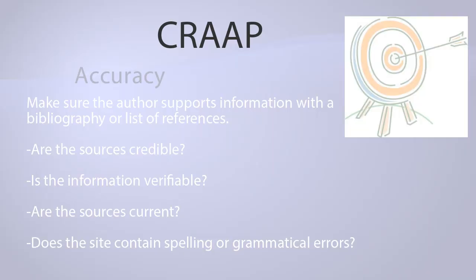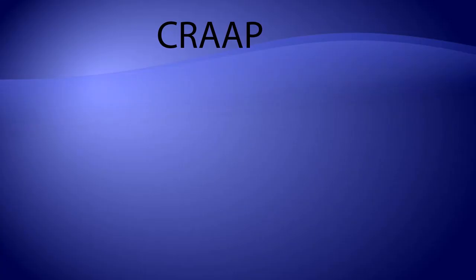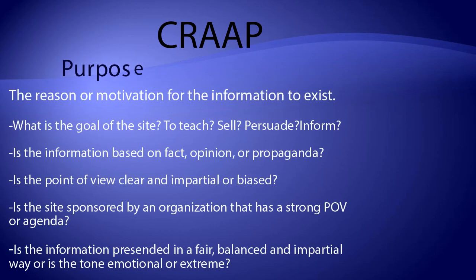Finally, the last element of CRAP is P for purpose. This refers to the reason or motivation for the information to exist. Knowing this is instrumental in determining whether the information presented is objective or biased.